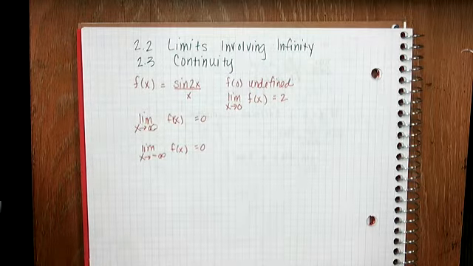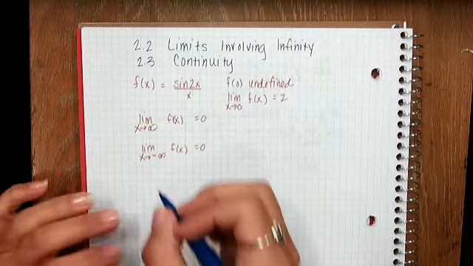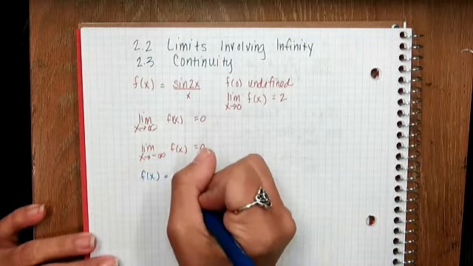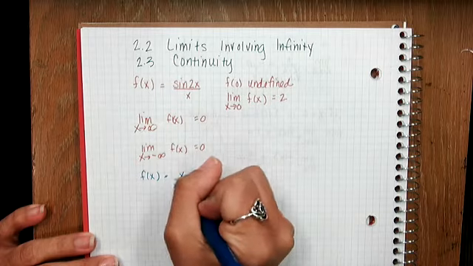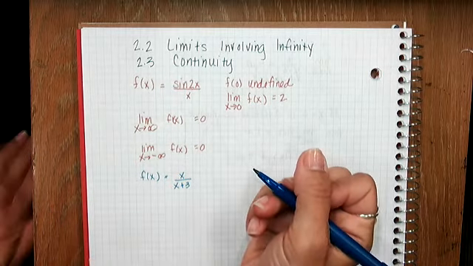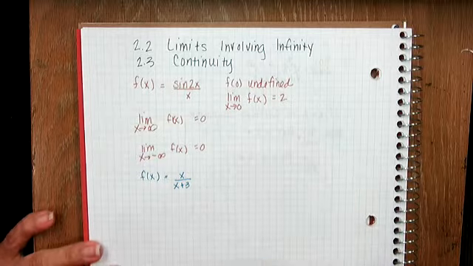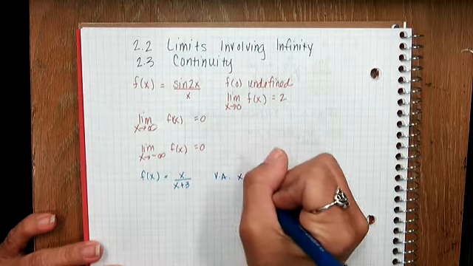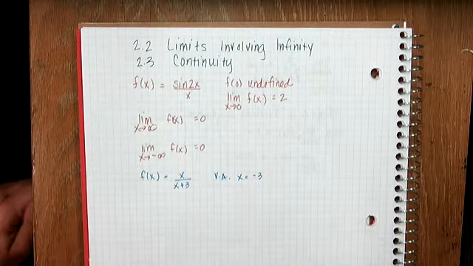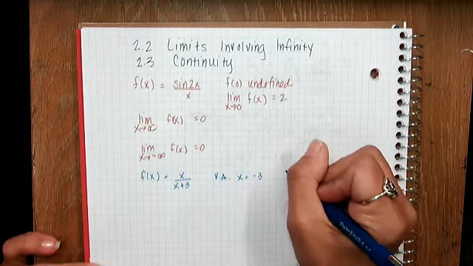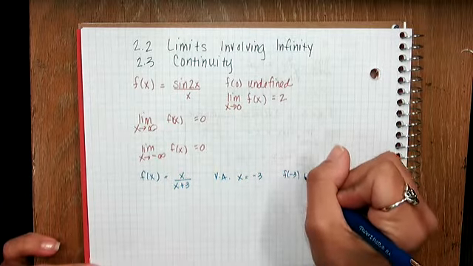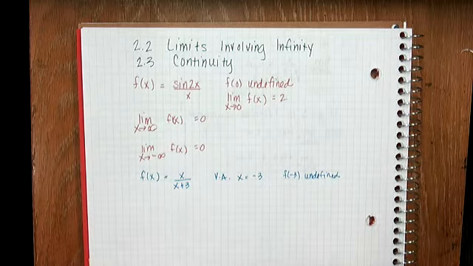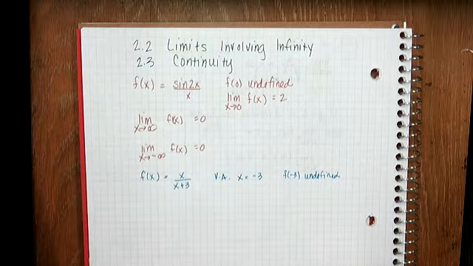Let's look at something like, how about the function of x over x plus 3? Now, of course, what we really care about is -3. Let's review from Algebra 2 Honors. We have a vertical asymptote at x equals -3. That's really what we care about. So the f of -3 is undefined.